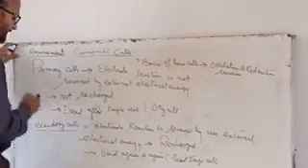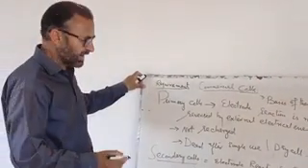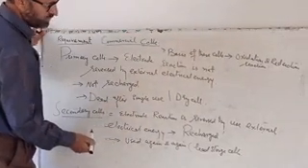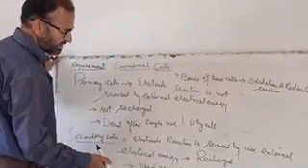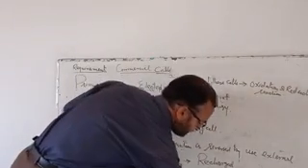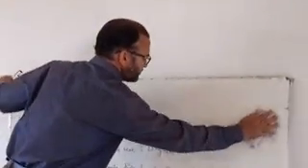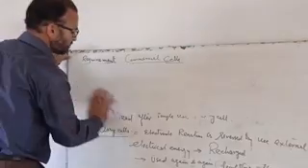And secondary cells, in these the electrode reaction is reversed by the use of external electrical energy. That means they are recharged and used again and again, like the lead storage cell. Secondary cells are also called storage cells.